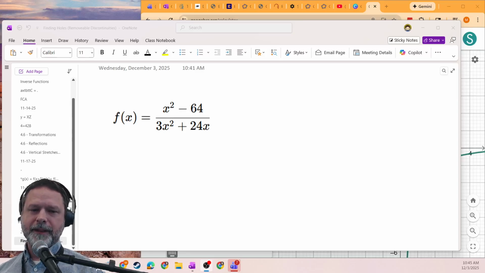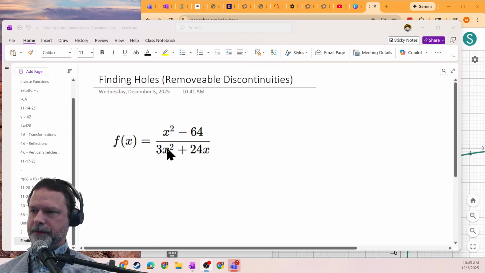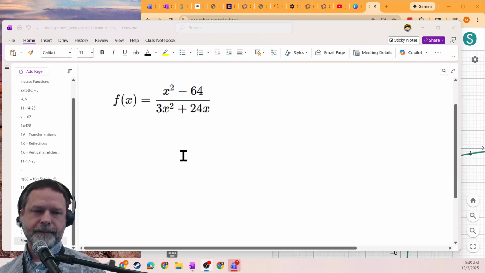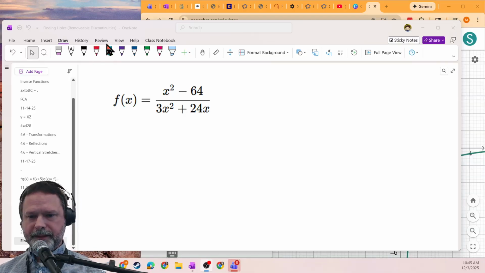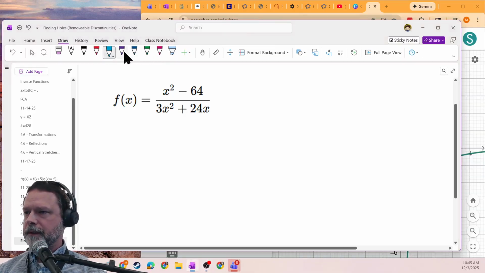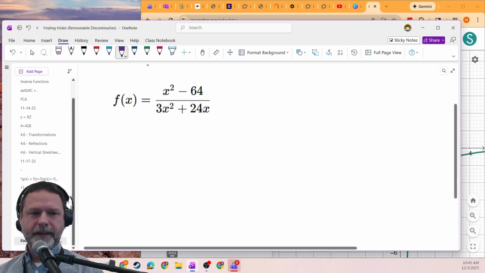All right, so let's talk about today removable discontinuities or holes, okay, in a graph. So what is a removable discontinuity? It's pretty much a point of discontinuity.